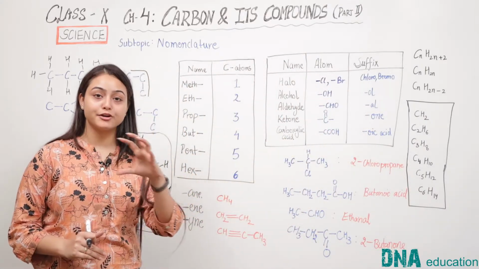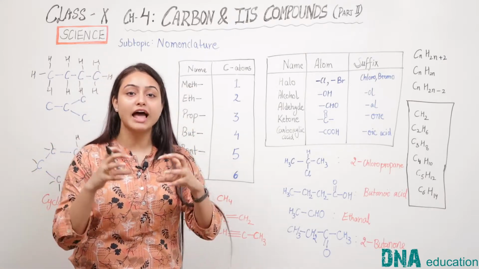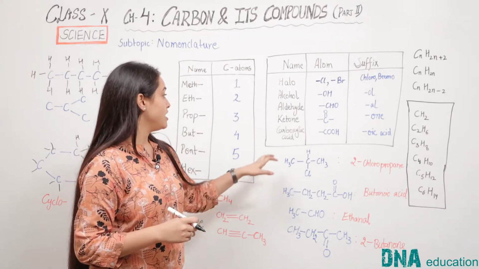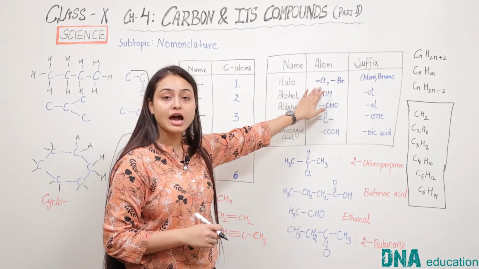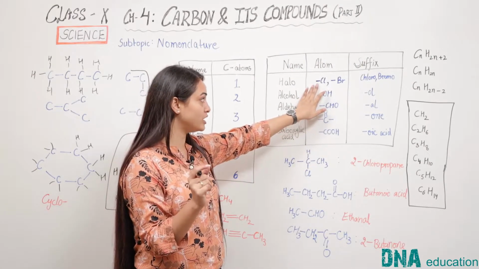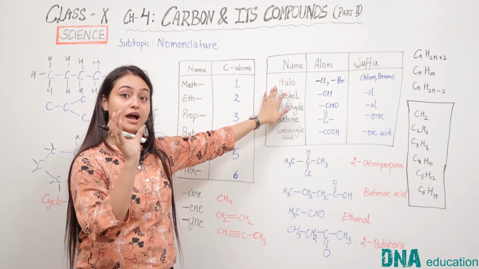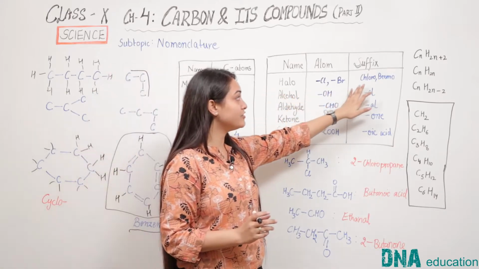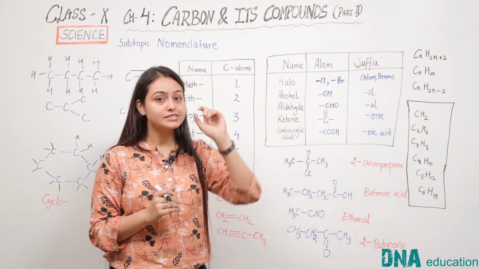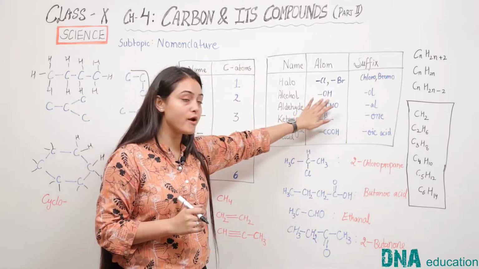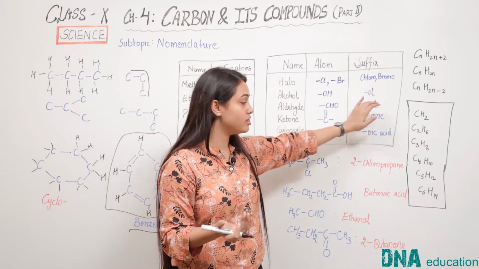As you can see, hydrocarbons contain hydrogen and carbon, but sometimes due to various reactions other atoms can also join in the compound. Here is a list of some atoms that can be added. For example, if a carbon compound contains chlorine or bromine, then the name of the compound will become a halohydrocarbon, and we will add the prefix chloro for chlorine and bromo for bromine. Similarly, if a carbon compound contains OH somewhere in the compound, then we will use the suffix ol.